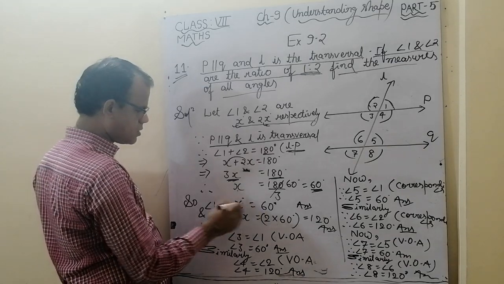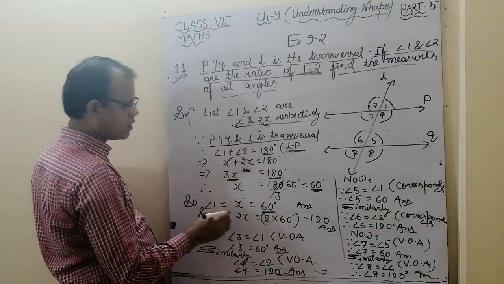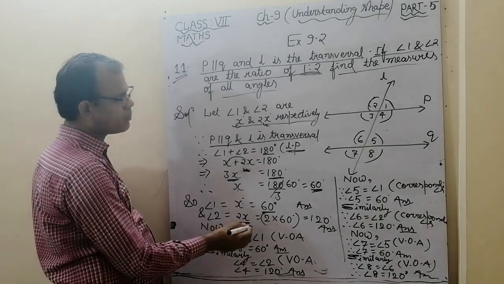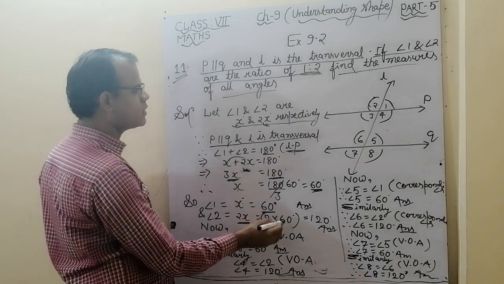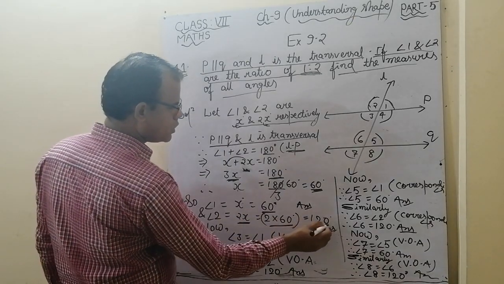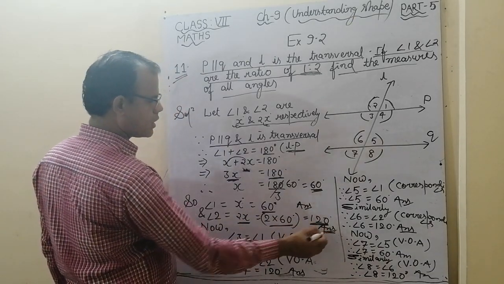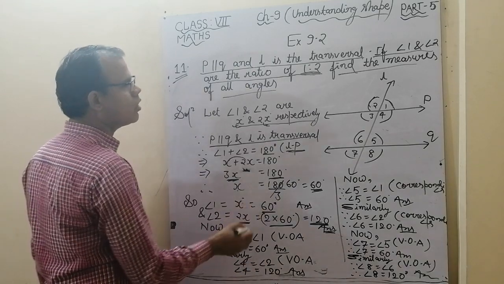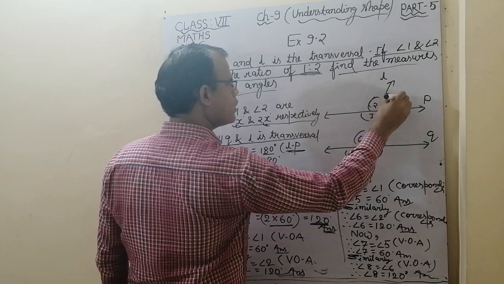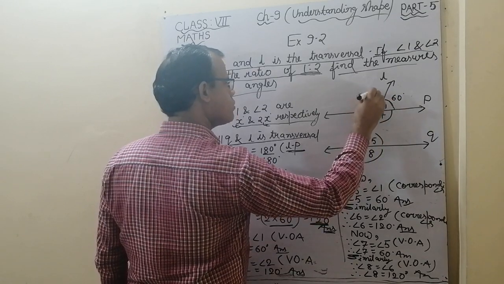So the first answer is 60 degrees, angle 1, and angle 2 is 2x. 2x means 2 multiplied by x, means 2 multiplied by 60. So the value of angle 2 is 120 degrees. Second answer: this is angle 1 and its value is 60 degrees, and angle 2 is 120 degrees.